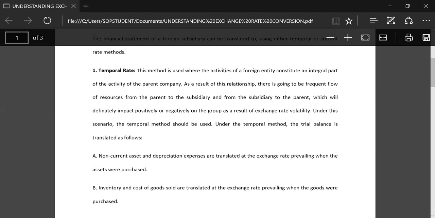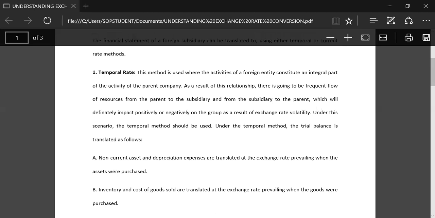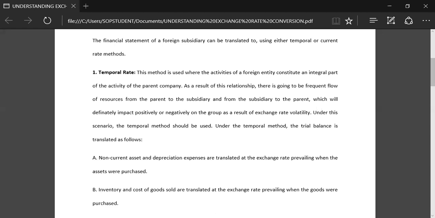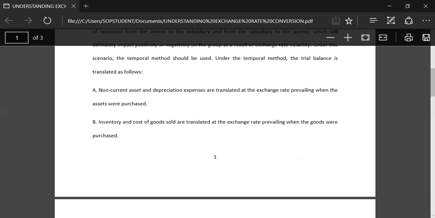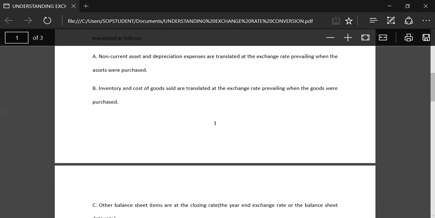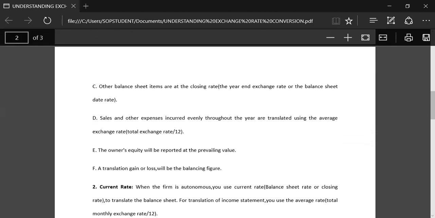And so one of the methods is the temporal rate, or the temporal method. In this method, the trial balance is translated as follows. Non-current assets are translated at the exchange rate prevailing when the assets were purchased. Inventory and cost of goods sold are translated at the exchange rate prevailing when the goods were purchased. Other balance sheet items are translated at the closing rate.